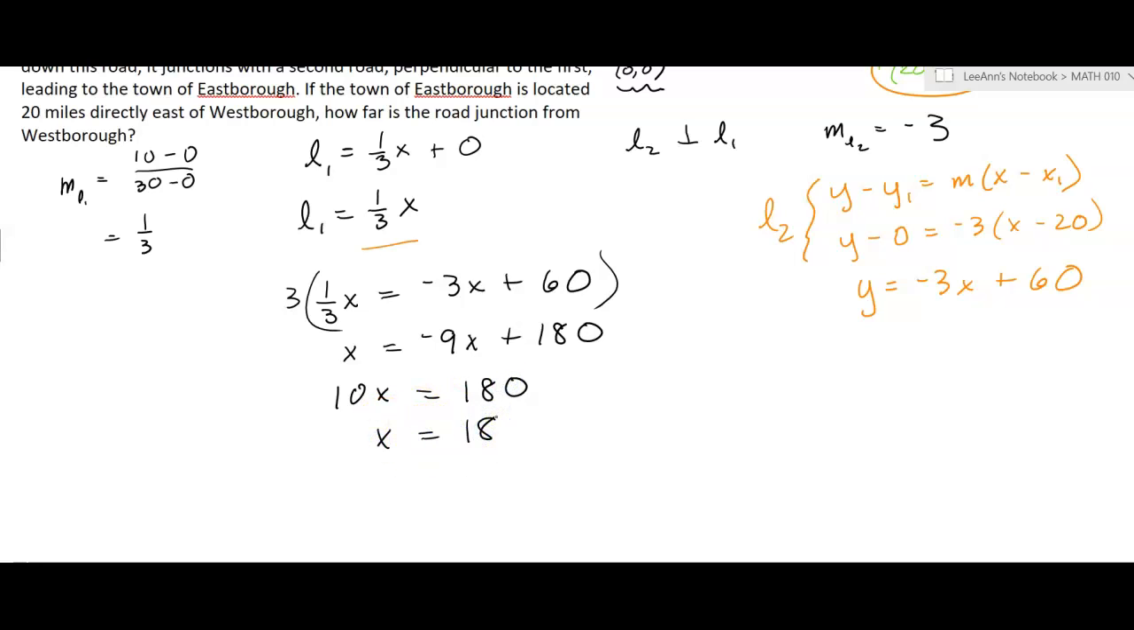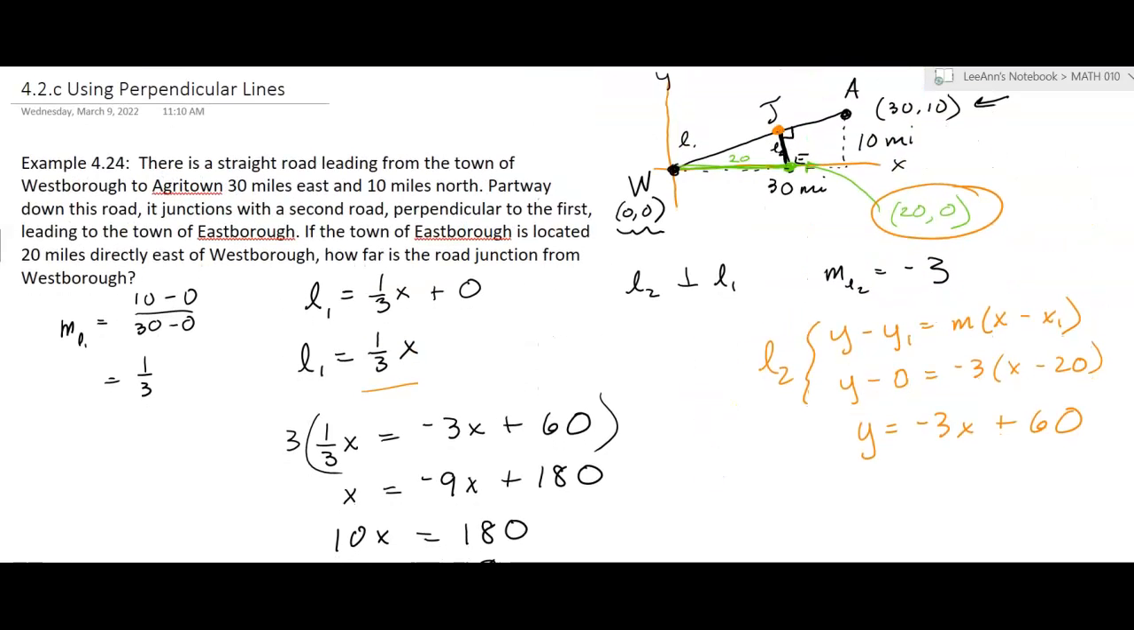Okay, so I know the coordinates for this point. I know the x value is 18. And then what's the y value going to be? Well, you could go to either equation, line 1 or line 2. It's probably easier to use line 1. So line 1 is going to equal 1/3 of 18, and that's the y value. It's going to be 6. So that's the ordered pair, 18, 6.